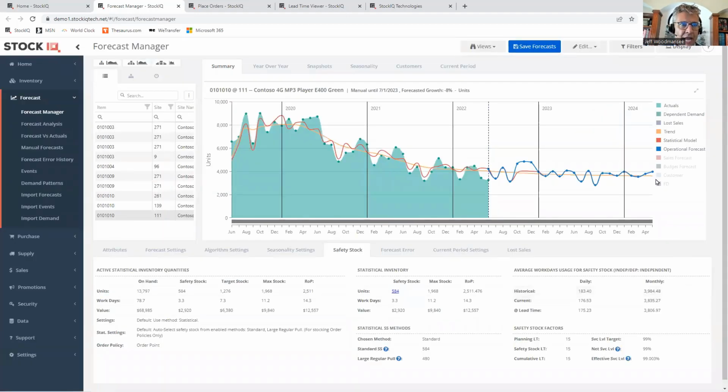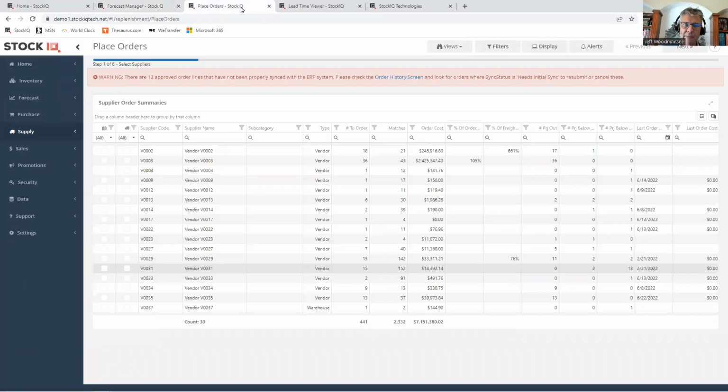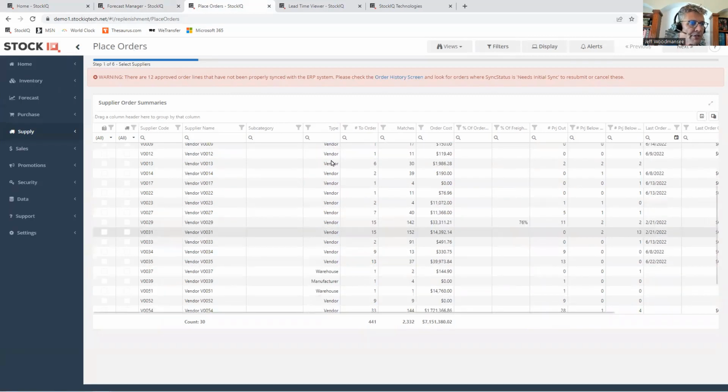If we were to take the forecast and the safety stock and we were to move into the replenishment side of the application, we put on our buying hat. This is where the buyers would come to create orders. And you'll notice that there are three types of orders here. There are vendors that we would use to create purchase orders. There are warehouses, which we would use to create transfer orders within your own network. And then there is a manufacturing entity that we would use to create work orders, if that's appropriate.